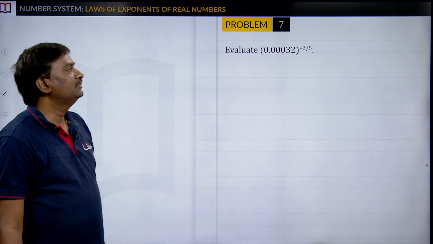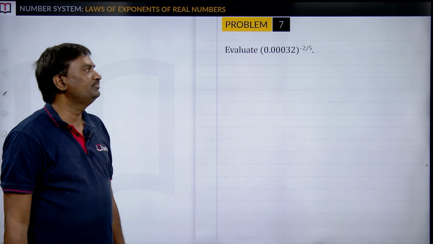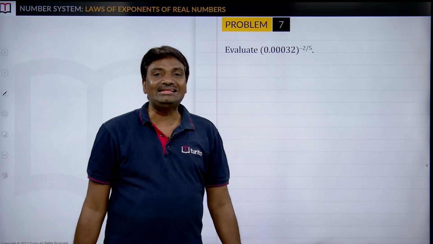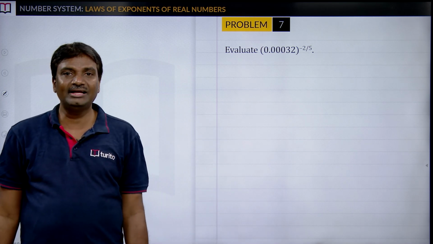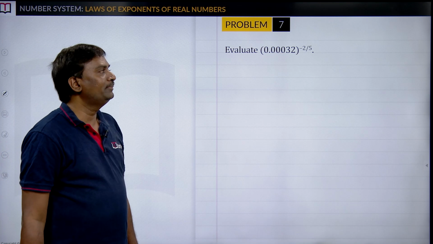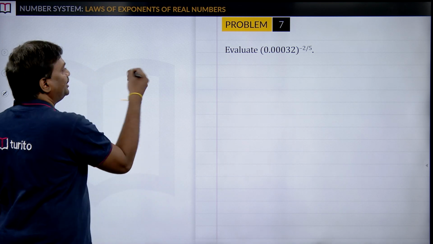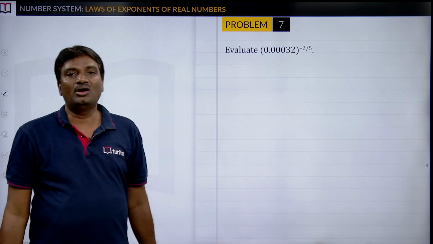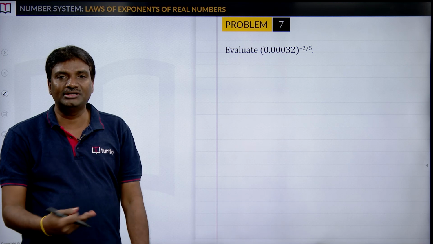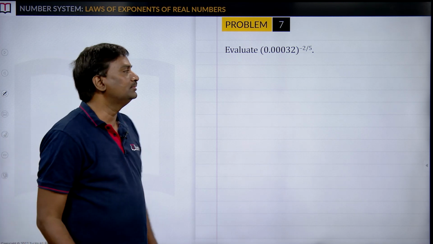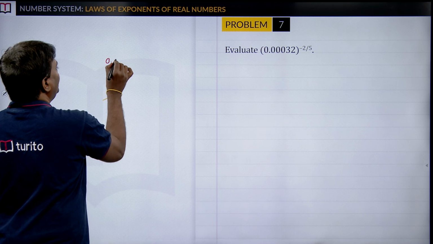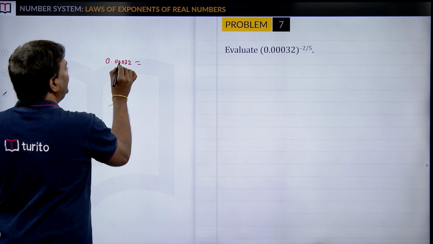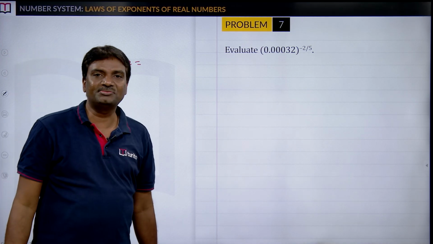Next, evaluate 0.00032 power minus 2 by 5. By observing clearly, this is a decimal number, 0.00032. When we have decimal numbers, you can convert them into fractions. Already in 6th class, we have the chapter fractions and decimals. According to that, we can write 0.00032. 1, 2, 3, 4, 5. So 5 decimal places are there.